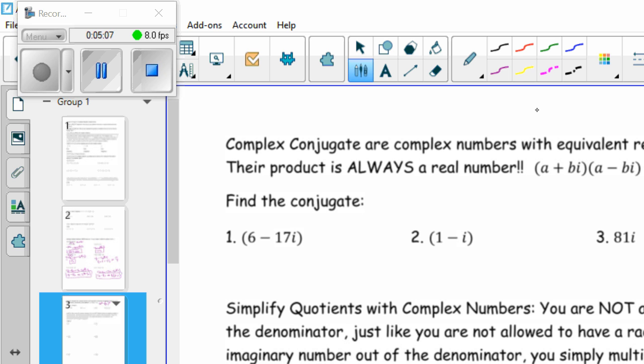From these first four, we're simply going to find the conjugate, identify the conjugate. 6 minus 17i, the real part stays the same, 6. I change the sign of the second part, so plus 17i would be the conjugate. 1 minus i, the conjugate is 1 plus i. 81i, okay, I don't have a real part, so I don't need one. I change the sign of the imaginary part, so it's negative 81i. 2/3 plus 7/8 i becomes 2/3 minus 7/8 i for my conjugate.